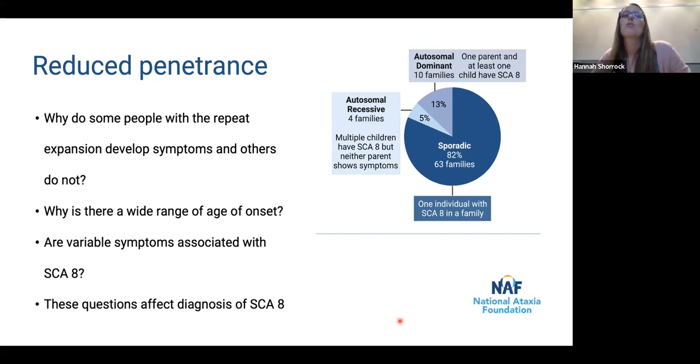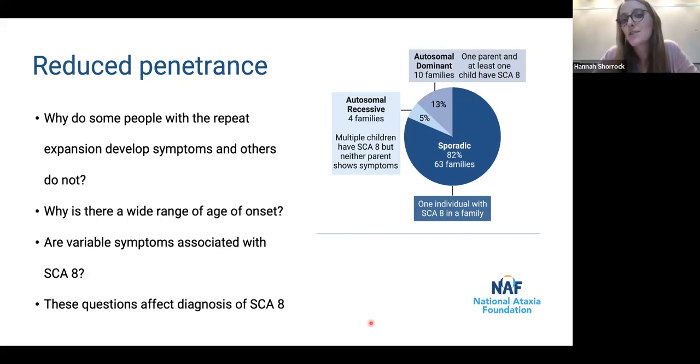And there are reports in the literature of a variety of different disease symptoms other than those core aspects of the loss of balance and coordination, the alterations in eye movement and in speech, that coexist in individuals who have the repeat expansion and ataxia. And so the question is whether these variable symptoms are associated with SCA8 or whether they're co-occurring. And these questions all affect the diagnosis of spinocerebellar ataxia type 8.